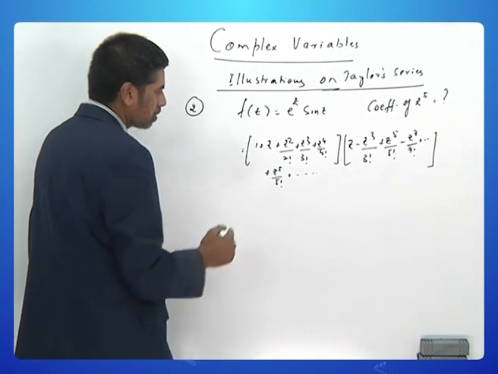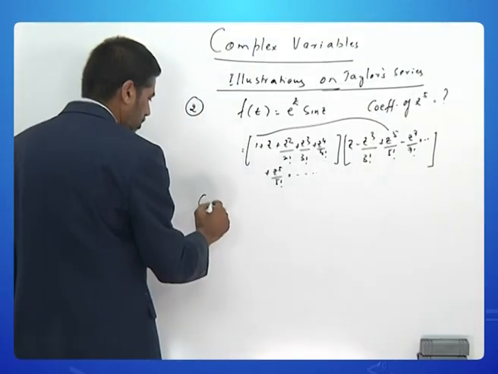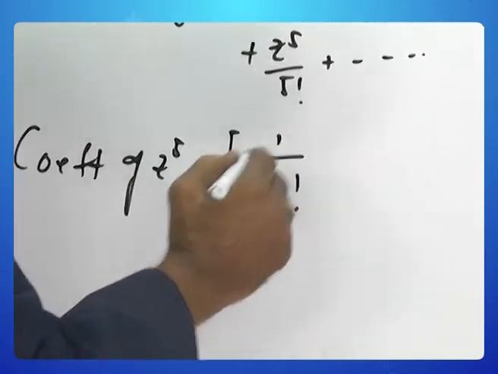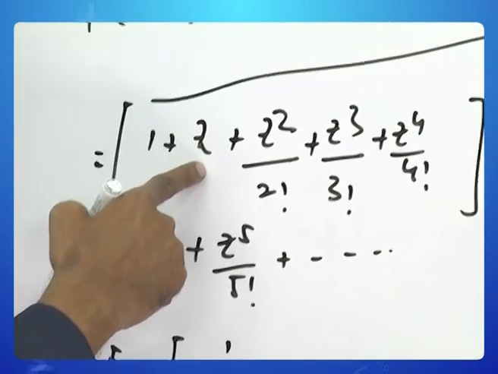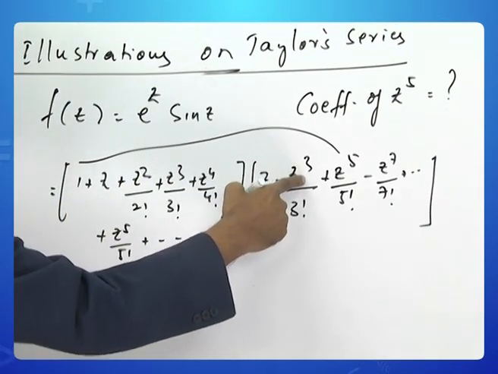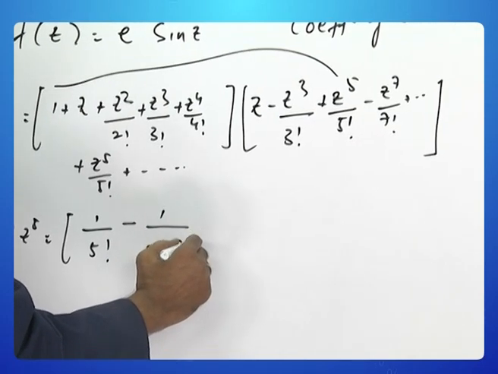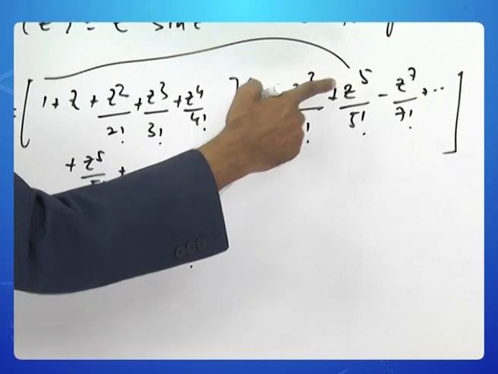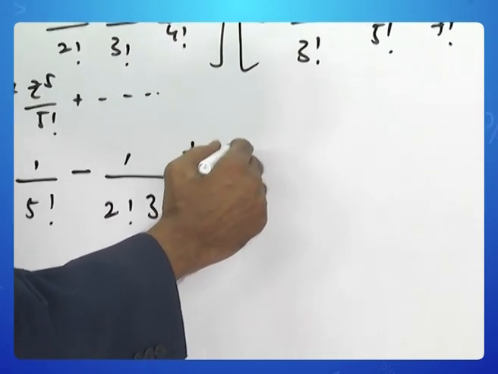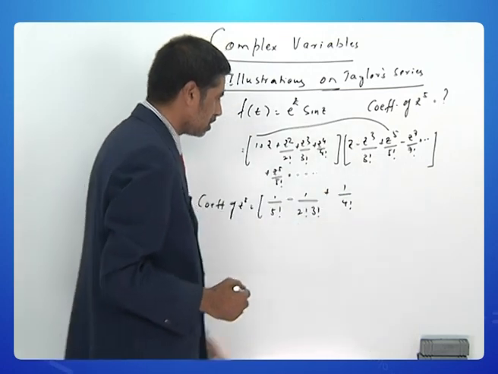Since we need the coefficient of z to the power of 5, let us look at the possibilities. This 1 can be combined with z to the power of 5 by 5 factorial, and you will get a coefficient of z to the power of 5 as 1 by 5 factorial. Then this z cannot be combined with anything to produce z to the power of 5 because all the powers there are odd. But this z squared can interact with z cube to give you a coefficient, but that will be a negative term. It will be minus 1 by 2 factorial into 3 factorial. Then this z cube cannot interact to produce z to the power of 5, but this z to the power of 4 can interact with this. That will be a positive term, and that will be 1 by 4 factorial. And this z power 5, even though we have written it, does not interact. In fact, it produces higher powers. So these are the three possibilities.